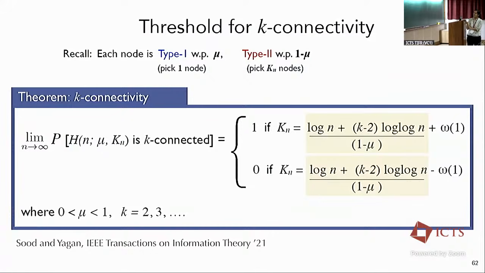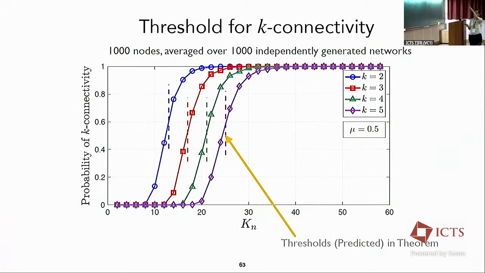So this is the result we had for K vertex connectivity on this extended random K-out graph, where in addition to K_n, there's a parameter mu. A node with probability mu just makes one selection, and otherwise it makes K_n selections. So this is the threshold we got. We didn't characterize what's happening between 0 and 1. And this is just an empirical illustration with finite nodes.